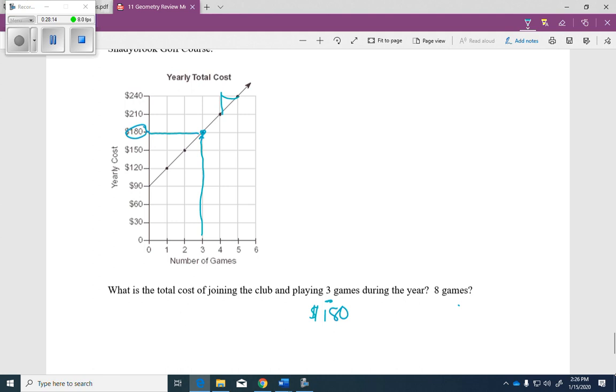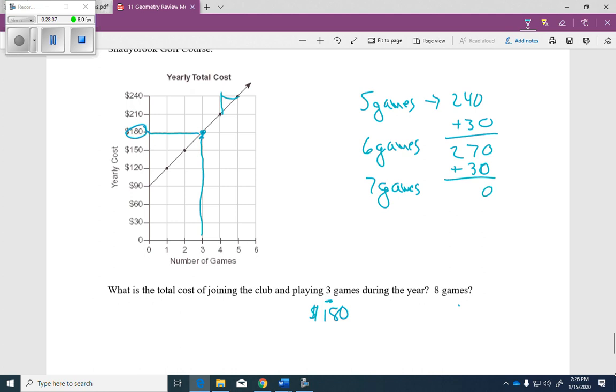So 5 games is 240. So 6 games, I can add on 30, would be 270. 7 games, I can add on 30 again. And then 8 games, I can add on 30 again. Found it. 8 games is 330.